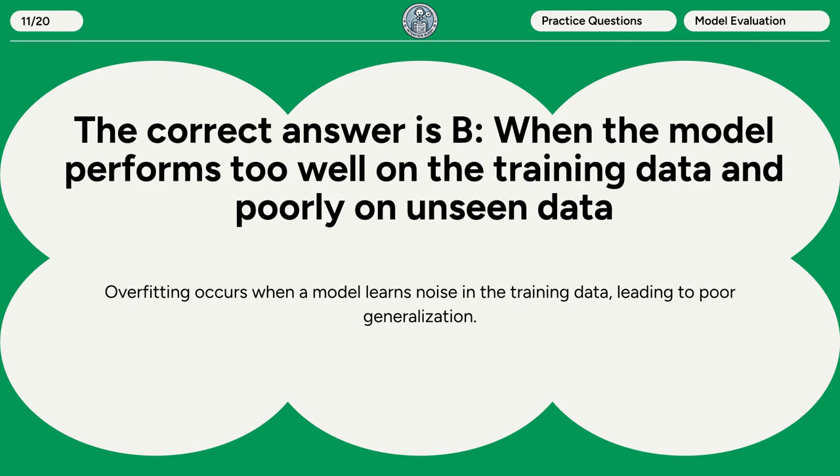The correct answer is B. When the model performs too well on the training data and poorly on unseen data. Overfitting occurs when a model learns noise in the training data, leading to poor generalization.